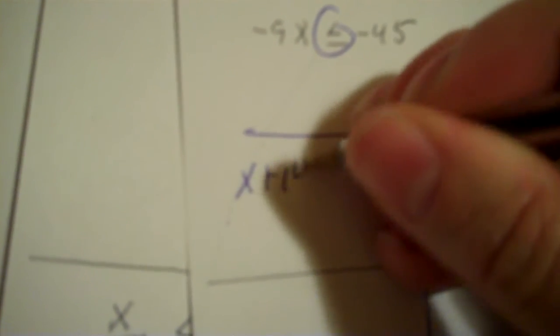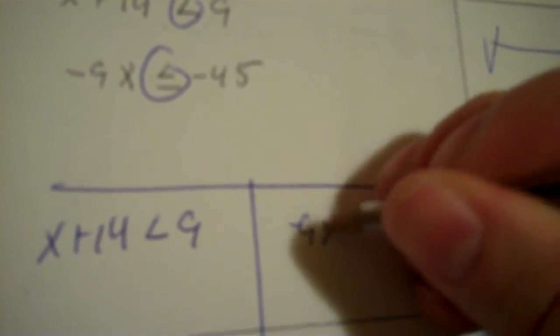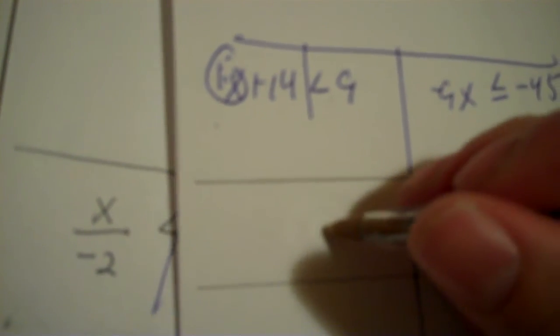Okay, next problem. Number line. You got 2 symbols, make your table. So you have x plus 14 is less than 9, and then we have negative 9x less than or equal to negative 45. Wall, 1 dot circle. Positive, positive 1 times x. Positive 1 times x, sign will not flip, okay? We have to get rid of the 14 first, so.